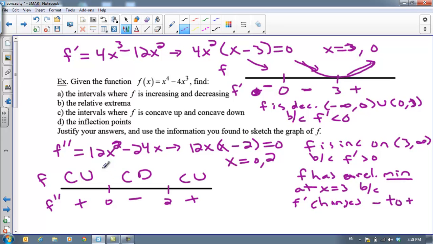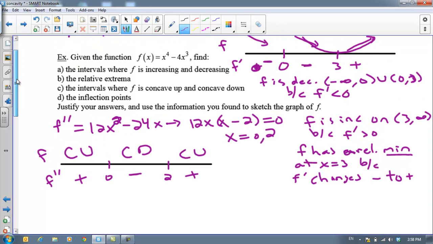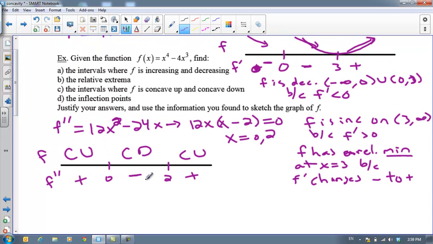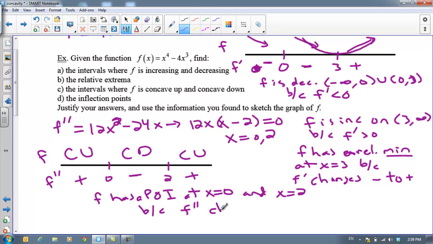I now see 2 points of inflection. I'm going to say that f has points of inflection. We're going to abbreviate that as POI. F has a POI at x equals 0 and at x equals 2. Why? Because f double prime changed sign. So if f double prime changes sign, we're going to have a point of inflection.